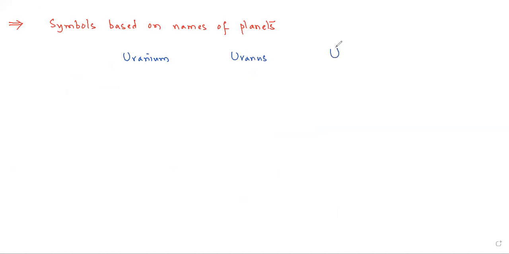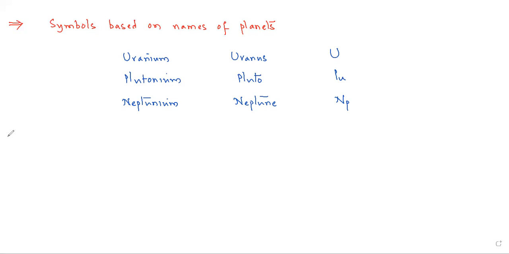Now, there are certain elements which were, of course, given their symbols based on the names of planets. Right. Let me tell you that there is an element called Uranium, named after a planet Uranus, symbol for which was given as U. There is an element called Plutonium, which was named after Pluto, and the symbol was given as Pu. There is something called Neptunium, which was, of course, named after Neptune, NP.